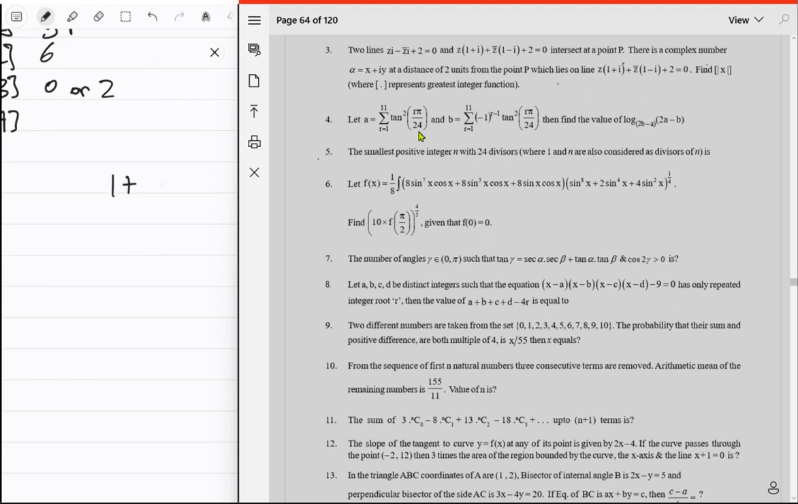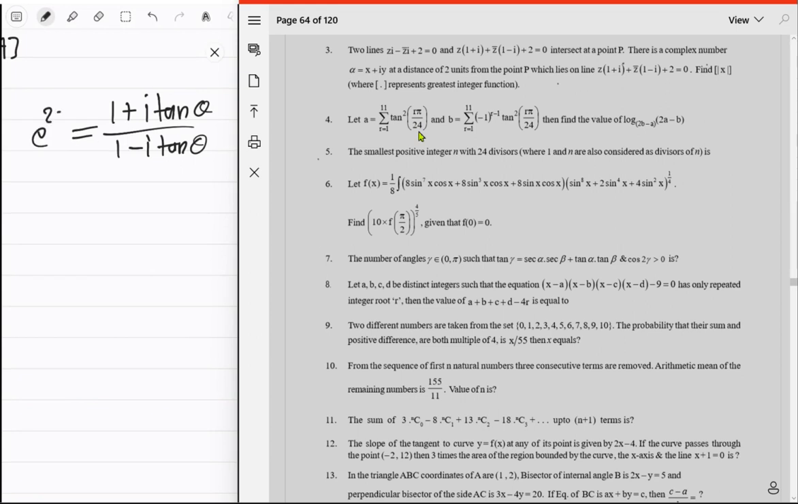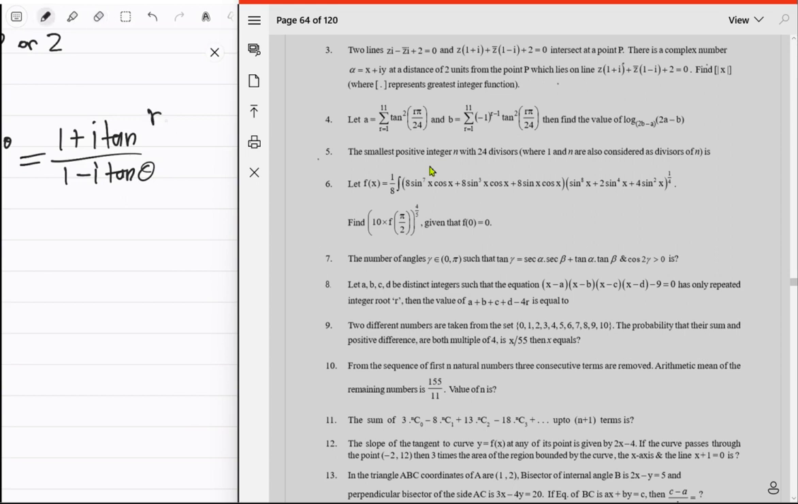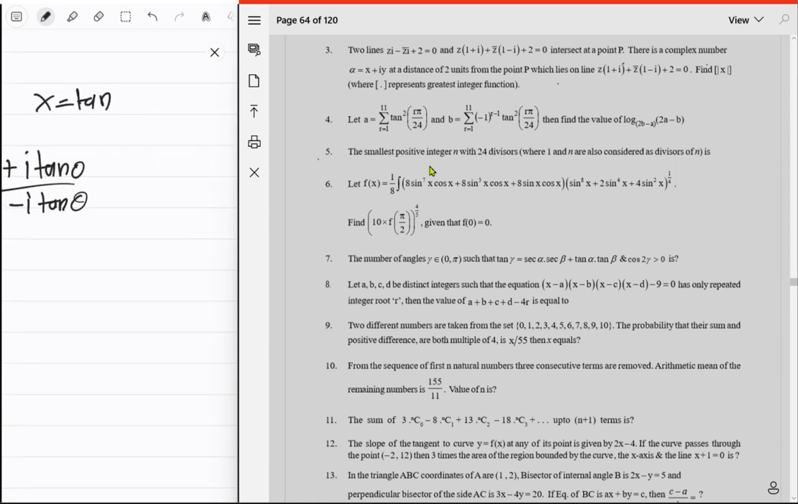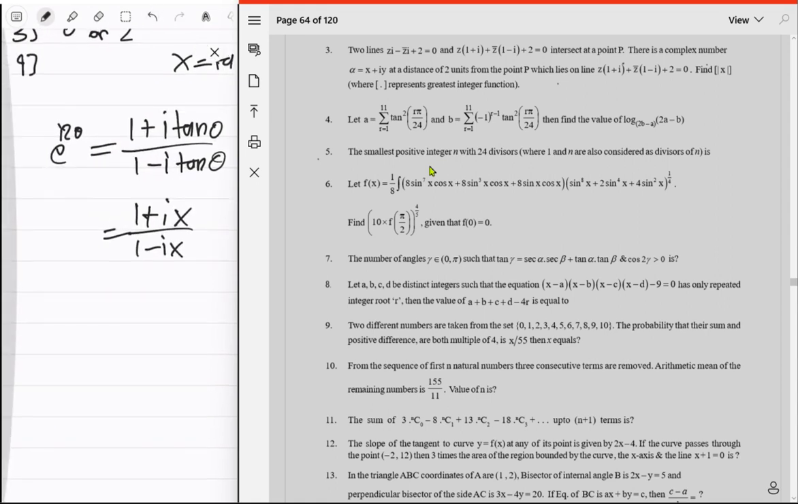1 plus iota tan of theta upon 1 minus iota tan of theta. This is just equal to e power i 2 theta, sorry. We have to choose theta such that this thing has 24 everywhere. I guess that's what we should use. We'll just take r pi upon 24. Right, that's our theta now. Just r pi upon 24. So theta equal to r pi upon 24, and in fact call this x. So x is equal to tan of r pi upon 24. So then you basically get 1 plus ix upon 1 minus ix is equal to, so what is in 2 theta?